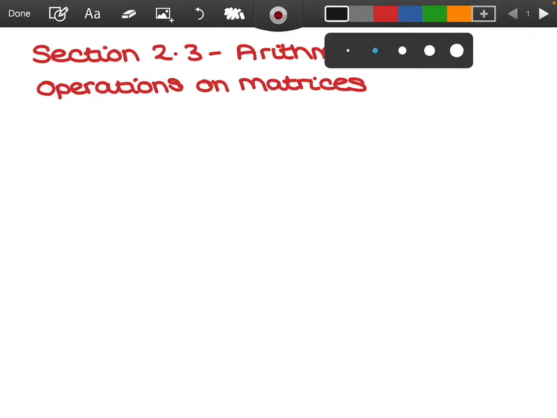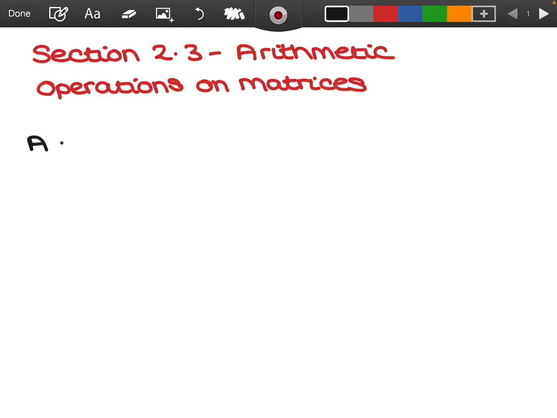So what exactly is a matrix? We've been dealing with them in the last couple sections, but how do we define a matrix? A matrix is literally just a rectangular array of numbers.